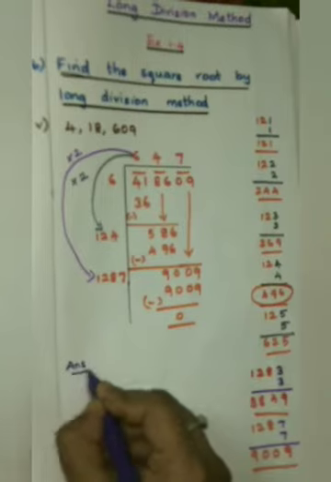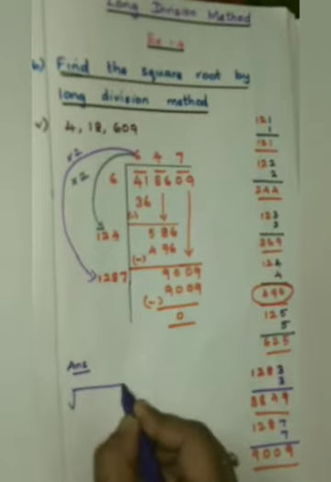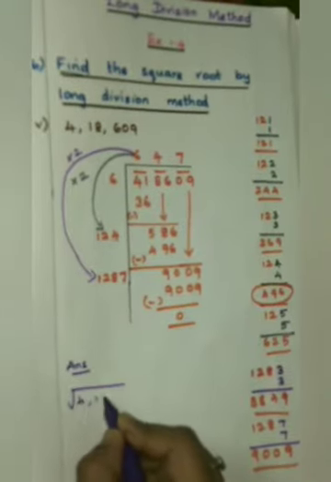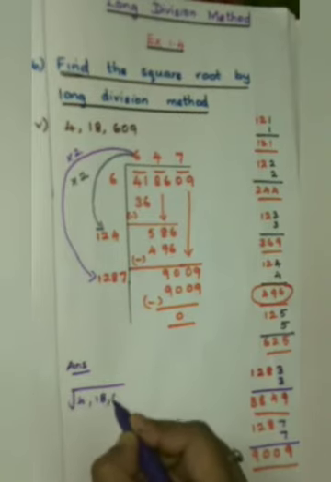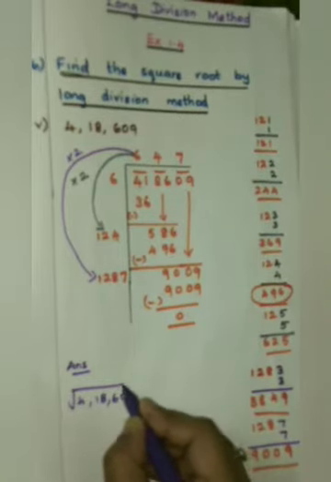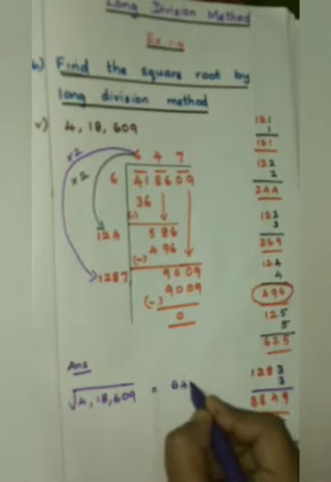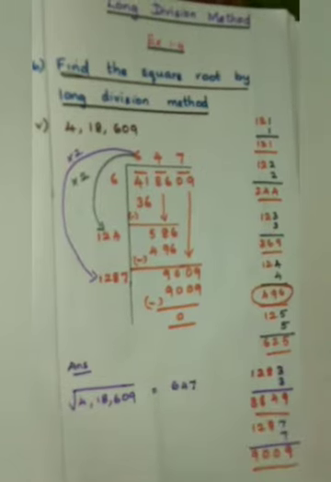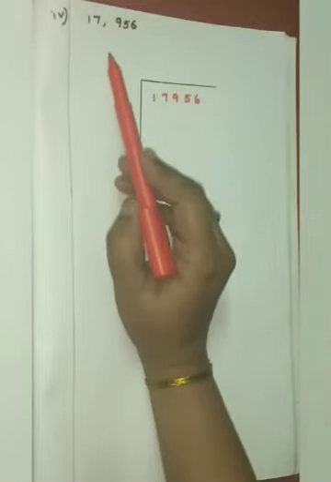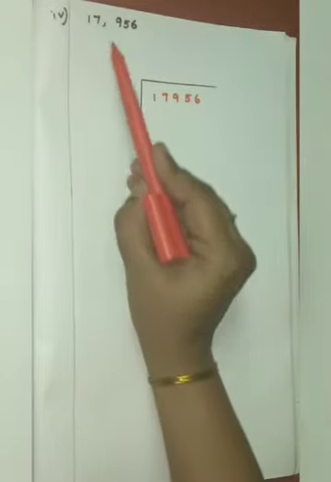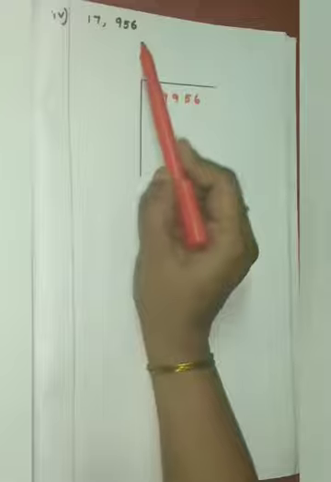Write the answer step. Square root of 4,18,609 equal to 647. We are going to find square root for one more number, that is 17,956.